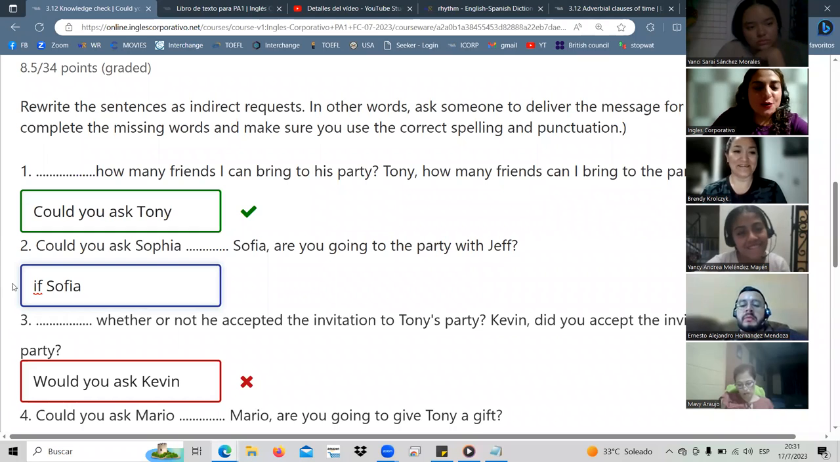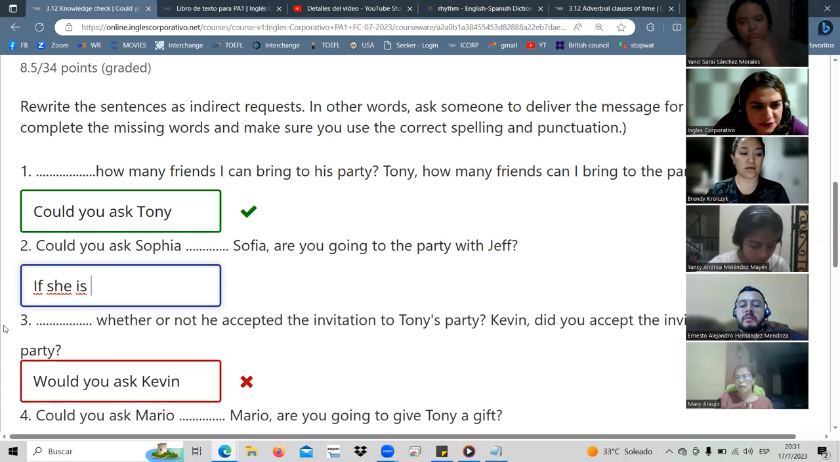Yeah. Can you ask Sophia if she... delete the capital. And what about the beginning? If she is going to the party. Aquí todo tiene que ir, entonces. El if no es necesario. Going to the party only. Ajá, that's it. If she is going to the party.